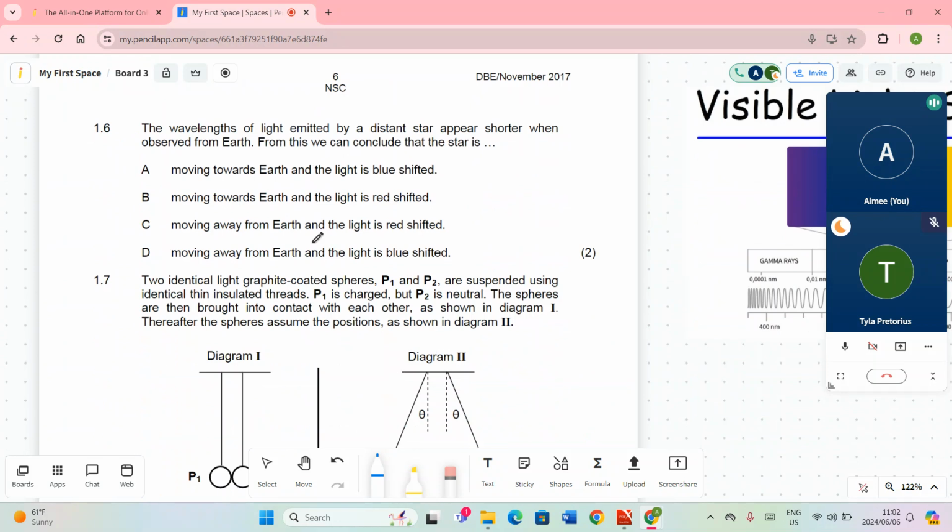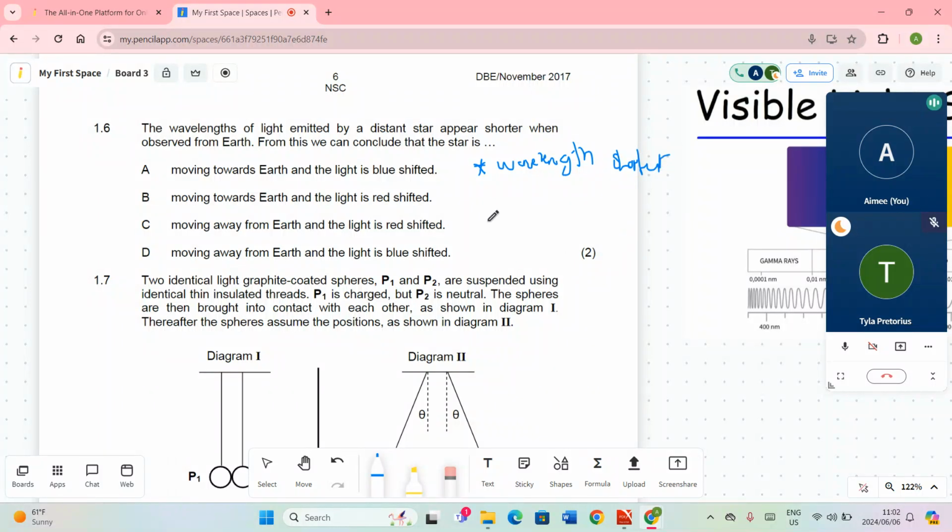Next, we move on to 1.6. The wavelengths of light emitted by a distant star appear shorter when observed from Earth. From this, we can conclude that the star is, okay, so number 1, it says that the wavelength appears shorter.